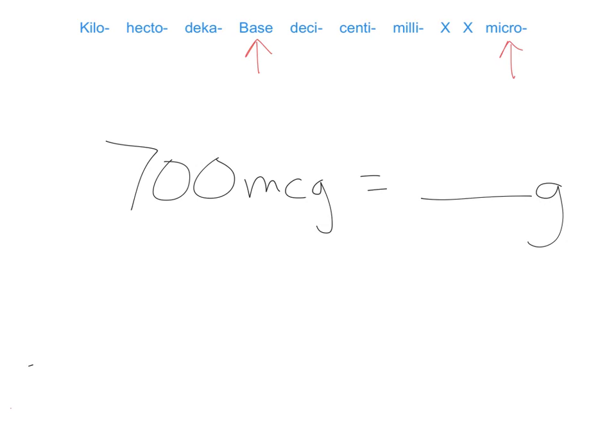So micro to base, to count that movement, micro to the first X is 1, to the second X is 2, then to milli would be 3, centi is 4, deci is 5. To make it all the way to our base, we would have to go 6 places to the left. So, again, 700 is a whole number, so our decimal starts back here, but my map now wants me to take it 6 places to the left.